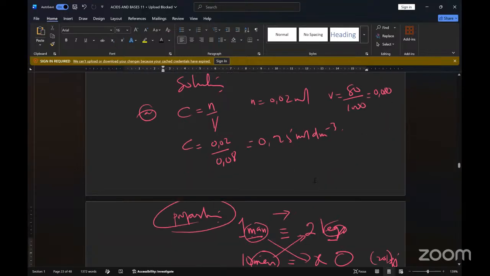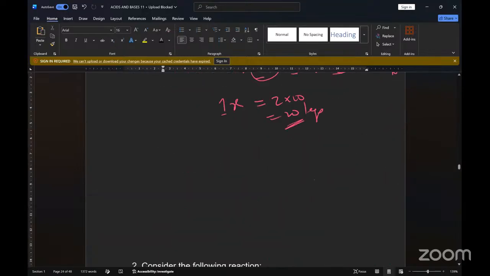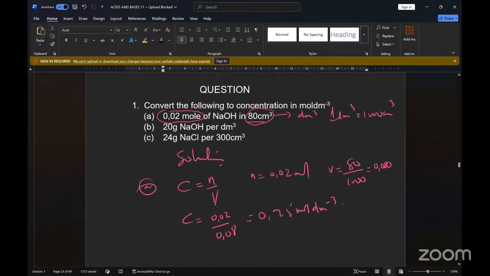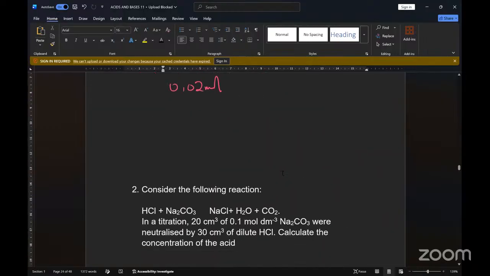In this principle, we are going to say that 0.02 mole is equivalent to this 80 centimeters cube. Therefore, 1,000, remember, 1 decimeter cube is 1,000 centimeters cube, what will it be equivalent to? We call it x. So you simply cross multiply: x times this, and this times that.